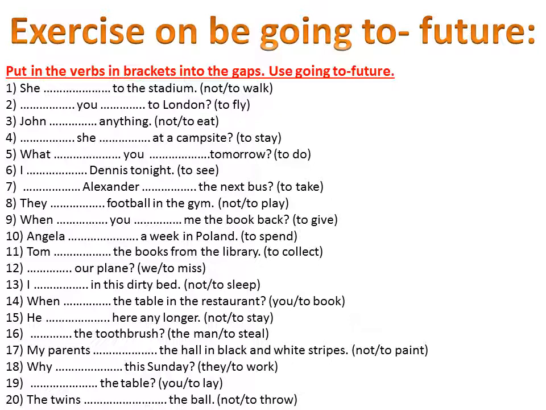To form a sentence in the future using be going to, we start with the subject plus am, is, are, going to plus the infinitive. Subject, am, is, or are, going to plus the infinitive of the verb. And for the negative sentences, we put not after verb to be. For example, I'm not going to watch the film.